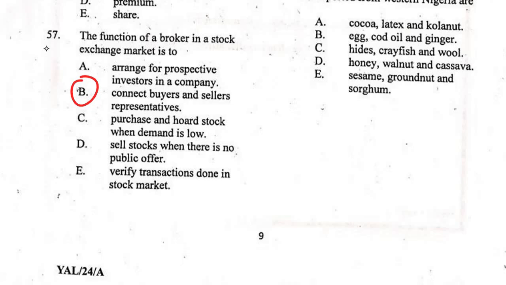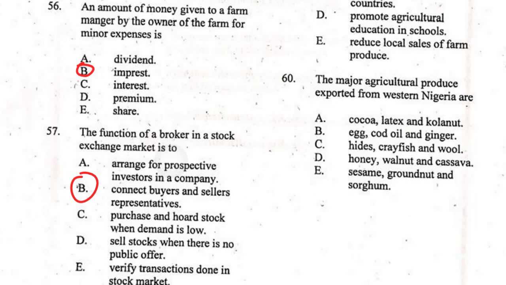And the final question for today, that will bring the end of agriculture. That will mean we've answered all the questions for you. Question 60 says, the major agricultural produce exported from Western Nigeria are A, cocoa, latex and kola nut, B, egg, cod oil and ginger, C, hides, crayfish and wool, D, honey, walnut and cassava, E, sesame, groundnut and sugar. The right answer is A, cocoa, latex and kola nut are the major agricultural produce exported from Western Nigeria.